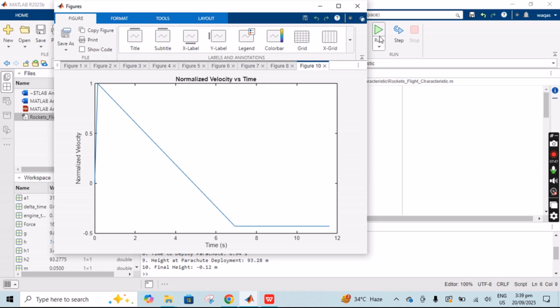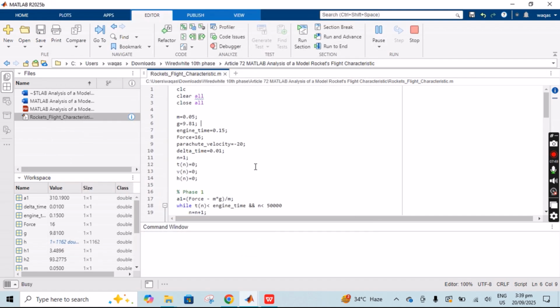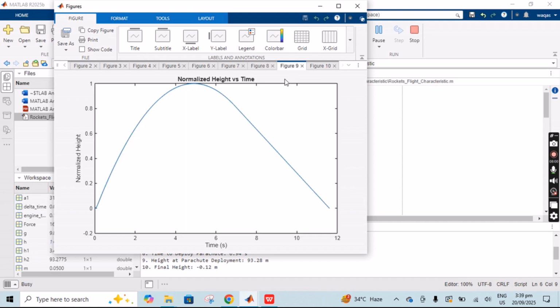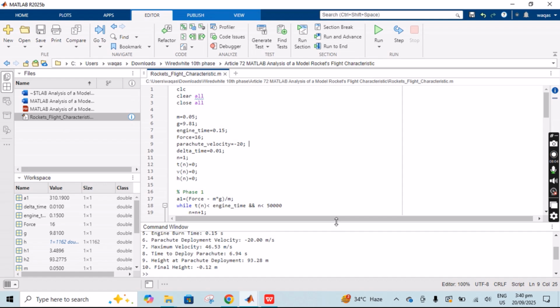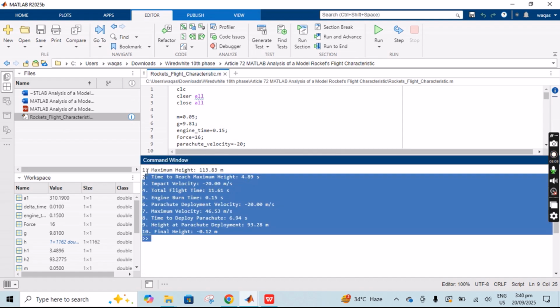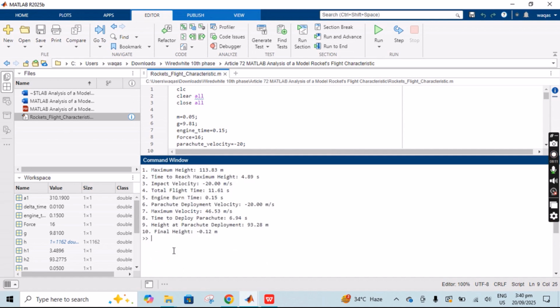Okay, I think figure 9 is deleted. Let me run it again and we will get figure 9 as well. This one is figure 9. Yes, normal height versus time as well. Here is the MATLAB command window which provides the complete maximum height, time to reach, impact velocity, total flight time, engine burn, and everything.